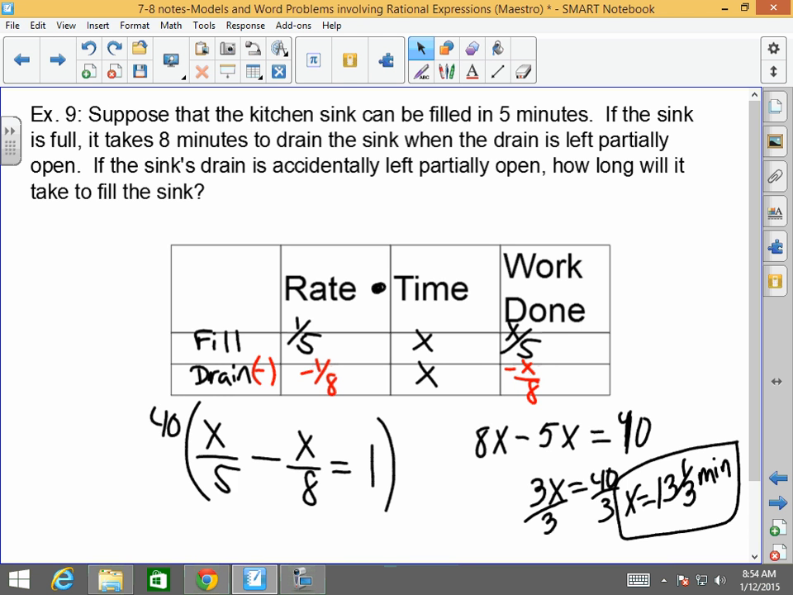Or let's say you're at home and you needed to fill the sink to do a number of different things. If you leave it partially open, it's going to take that much longer. Okay? So these are valuable things. Are we making sense here, guys? Promise? Okay.